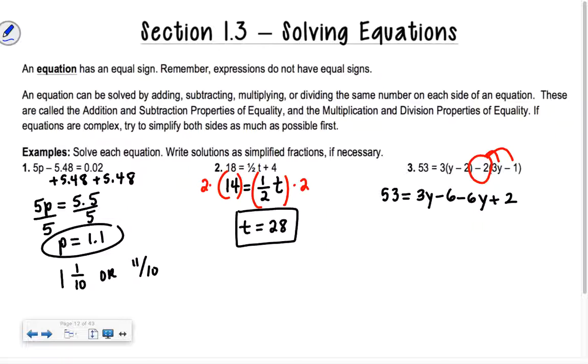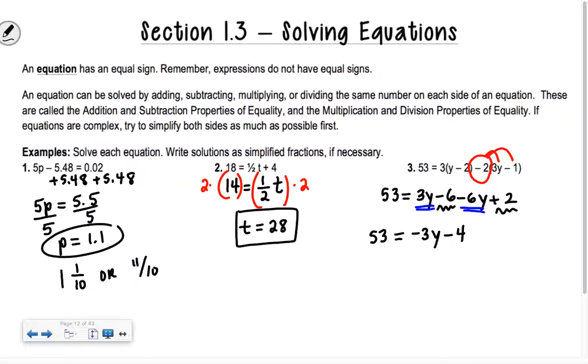From here, I like to think about the equal sign as being a brick wall. I'm not going to cross onto the other side of that brick wall until I've simplified everything on both sides. So I'm going to simplify the 3y minus 6y just like an expression. I take 3y and negative 6y, combine those, and I get negative 3y. I take the negative 6 and the positive 2, combine those, and I get negative 4.